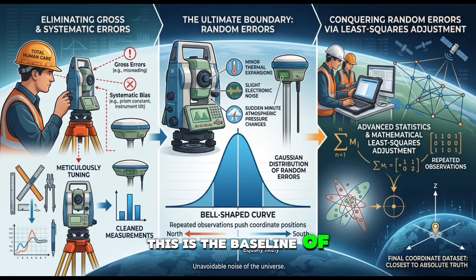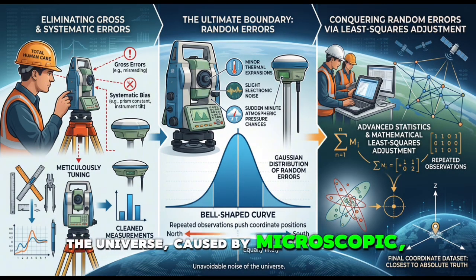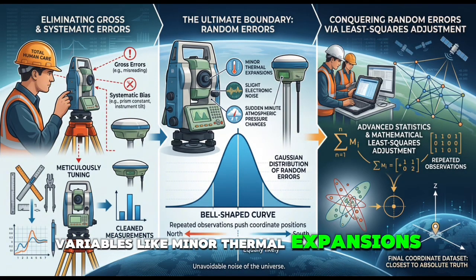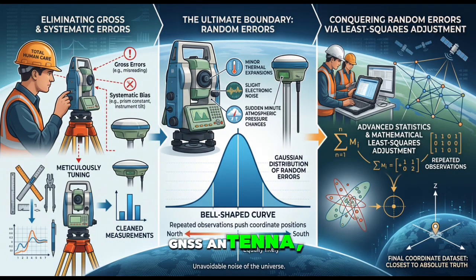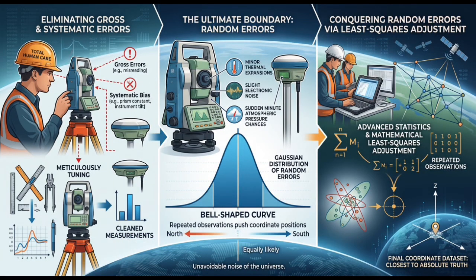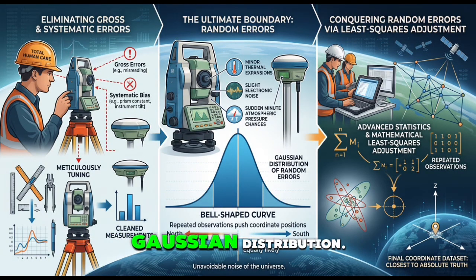This is the baseline of physical reality, representing the unavoidable noise of the universe caused by microscopic, uncontrollable variables like minor thermal expansions in the total station chassis, slight electronic noise inside the GNSS antenna, or sudden minute changes in atmospheric pressure. Because these random errors are completely unpredictable and equally likely to push our coordinate positions slightly too far north or slightly too far south, they naturally form a symmetrical, bell-shaped curve known as a Gaussian distribution.